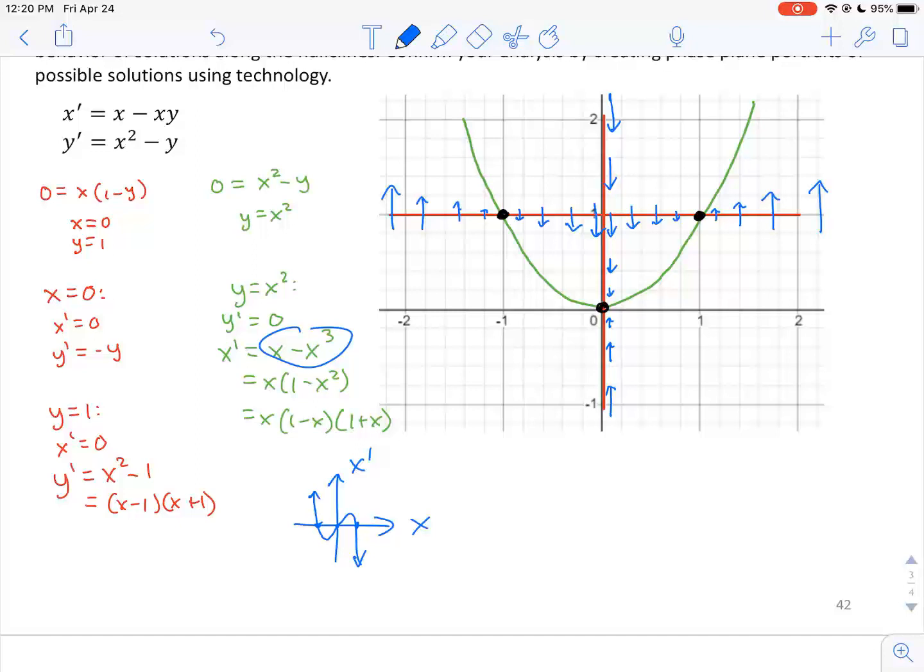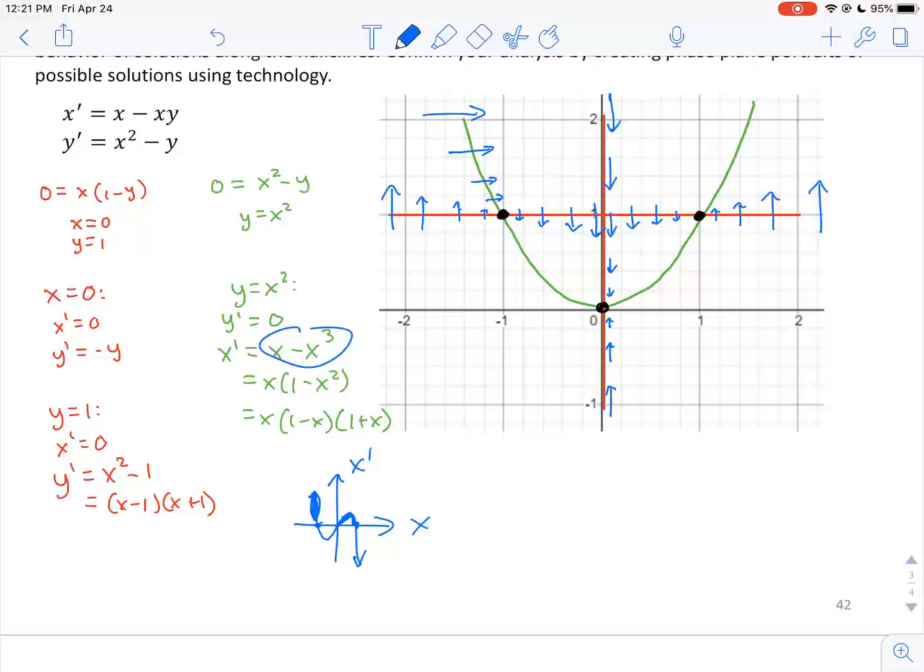So x prime is positive if I'm looking over here. It's positive left of -1 and positive between 0 and +1. So let's focus on the left of -1 first. It gets more and more positive, and this is x prime. So we're talking left-right movement, and positive means to the right. So it's a little bit to the right, more to the right, even more to the right, etc. as you go along that portion of the nullcline.